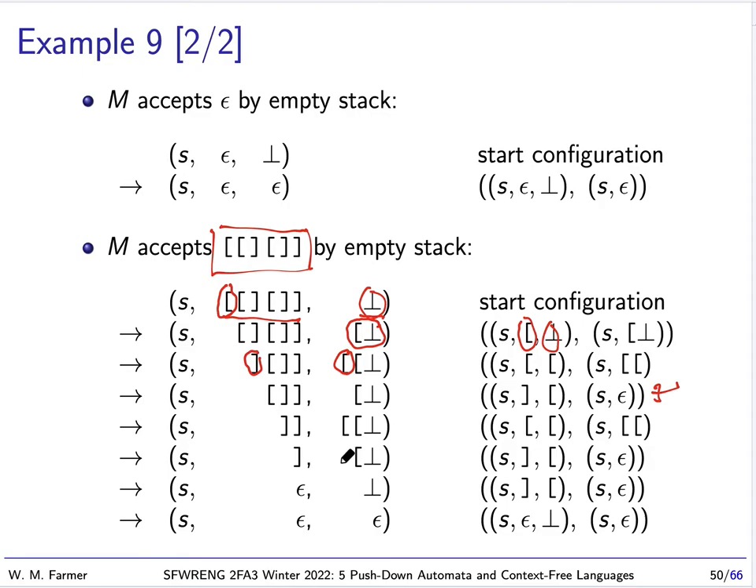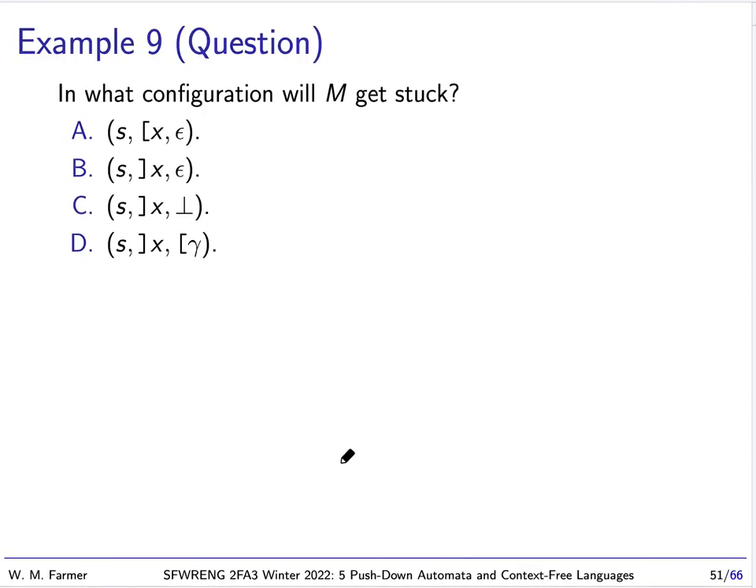Okay, there's one more thing we want to do today, and that is, here are some configurations that M could be in, and some of these are configurations that M will be stuck in. So if M gets into a configuration that will be stuck, it won't be able to accept the string. And remember, M is going to accept the string if there is some configuration that accepts the string by empty stack. Okay, so I'll give you a moment. Think about these configurations and identify which ones will make M get stuck.